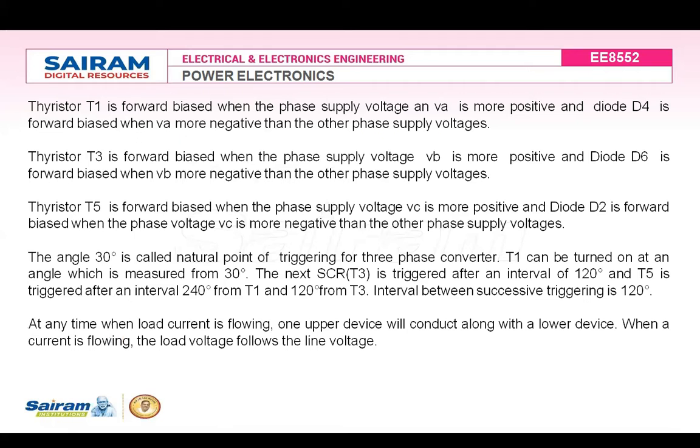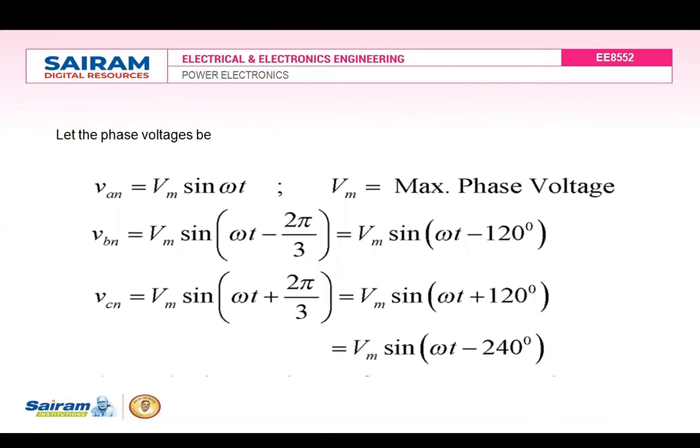At any point of time, the load current flows through one upper device and one lower device. Hence, the load voltage will follow the line voltage. And the semiconverter circuit has an inherent freewheeling action, because of which it is able to give only the first quadrant of operation.